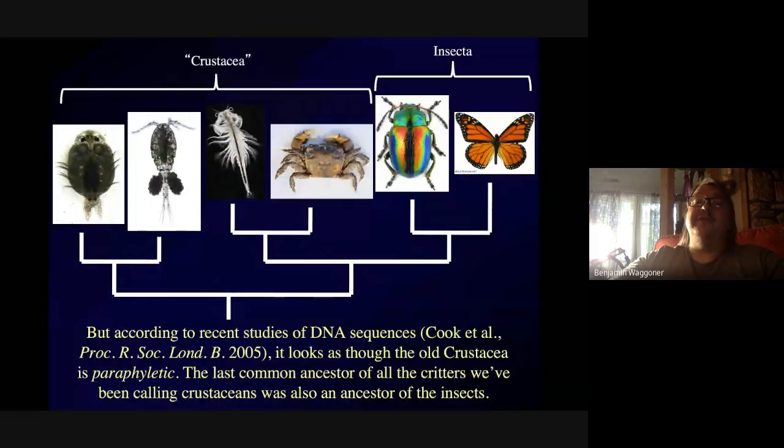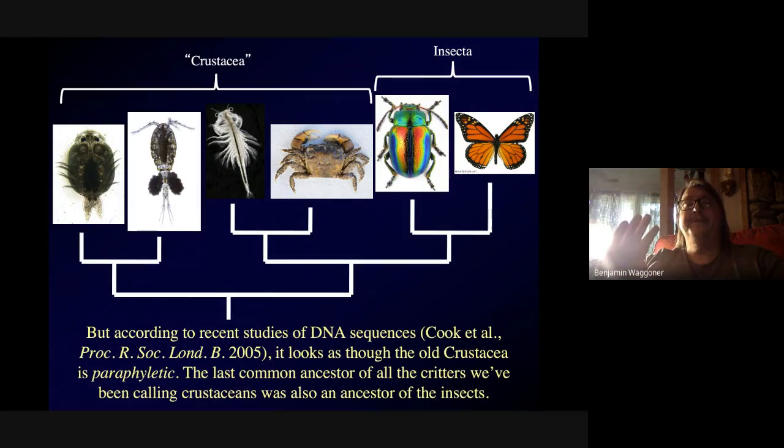But according to some studies of DNA sequences, which I'll talk about later, and you're going to end up doing in one of these labs, it now looks as though this old class Crustacea is paraphyletic, meaning that the last common ancestor of all of those crustaceans, the last common ancestor of fish lice, copepods, brine shrimp, and crabs, was also an ancestor of the insects, of beetles, butterflies, and the other 900,000 so group in the insects. And so we can no longer talk about a biological class Crustacea, because every common ancestor of all of the Crustacea is also an ancestor of the insects.